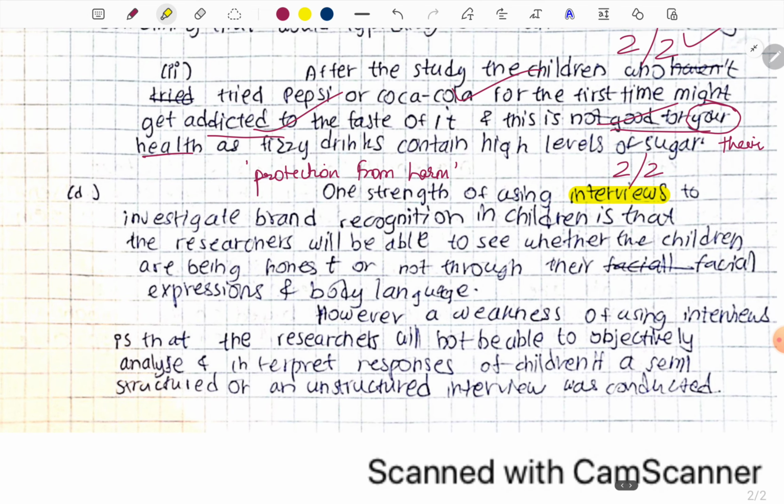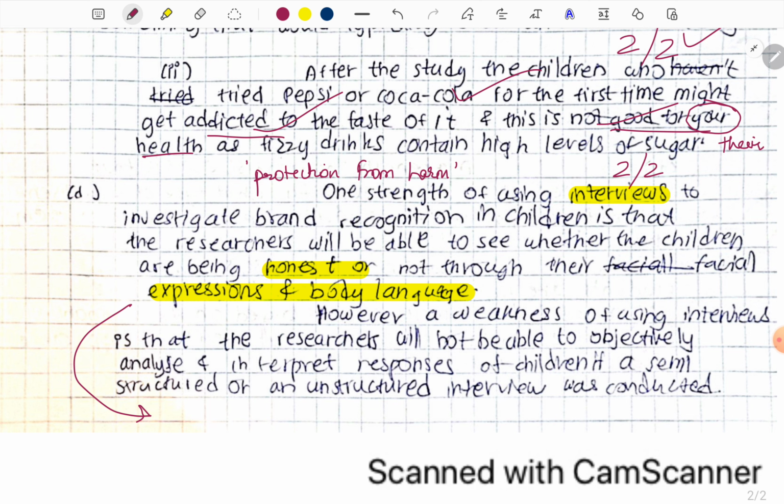So one strength, she says, of using interviews to investigate brand recognition is that the researchers will be able to see whether children are being honest or not through their facial expressions and body language. Now this might seem less contextualized because she hasn't drawn a connection between Otti and Lewis. But if we see the mark scheme for these answers, it is okay to have generic answers also. That is what it appears to be. Though still I would recommend contextualizing it. So there could be just one example, or in the wording only she could have mentioned Otti and Lewis. That would have made the answer better.